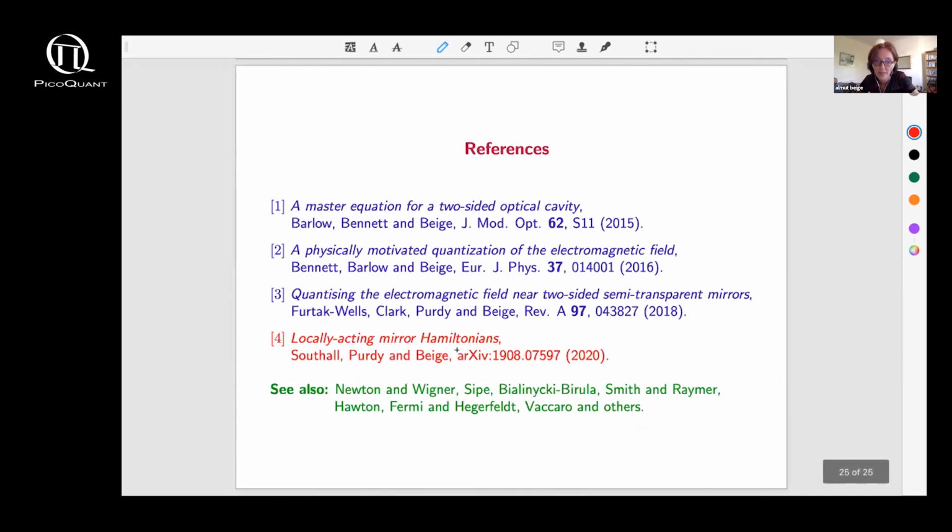Most of the work that I talked about is within these papers on locally acting mirror Hamiltonians. It's on the arXiv, and we're working on improved versions of it at the moment. And there's a lot of work on negative frequencies. There is a lot of controversy and discussion, and very recent papers on this topic by a lot of other authors, and I didn't go into the details there.